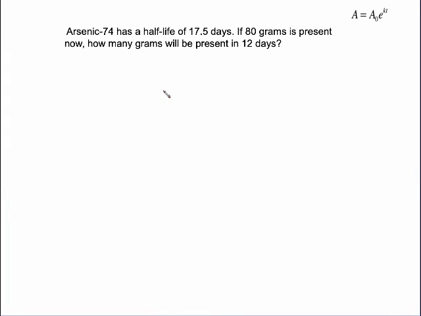This one now we have arsenic 74 has a half-life of 17.5 days. If 80 grams is present now, how many will be present in 12 days? This is the exact same problem with just the fact that now it's arsenic, which has a different half-life. So here's the same formula that we're using. A equals A sub 0 e to the kt. Half-life is 17.5 days. That means after 17.5 days, half will be left. So we are starting with 80 grams, e to the k, which I don't know yet what the k value is for arsenic, times t, which is 17.5.